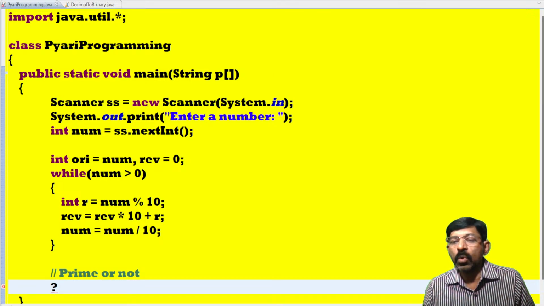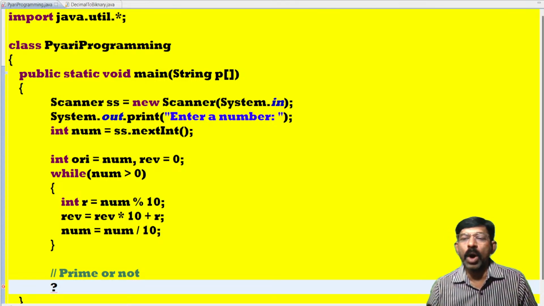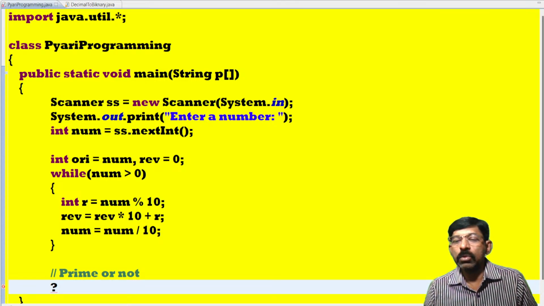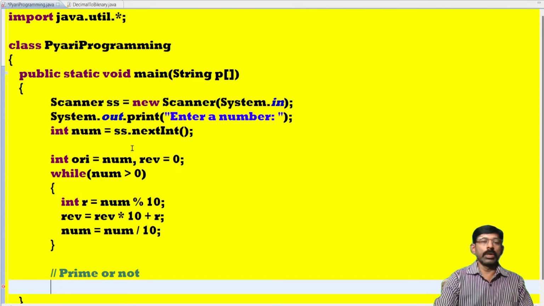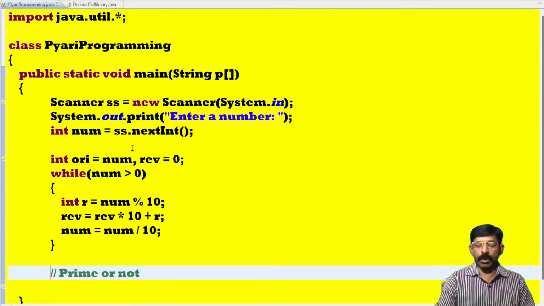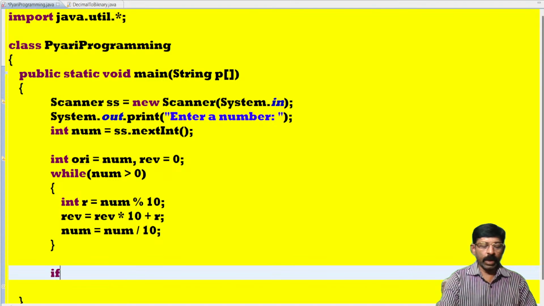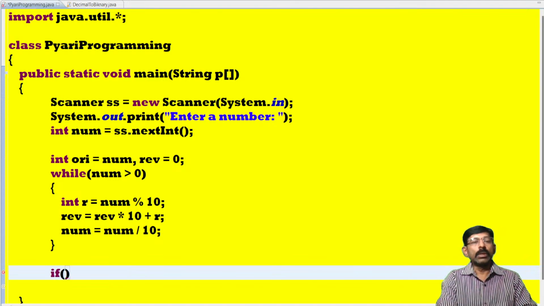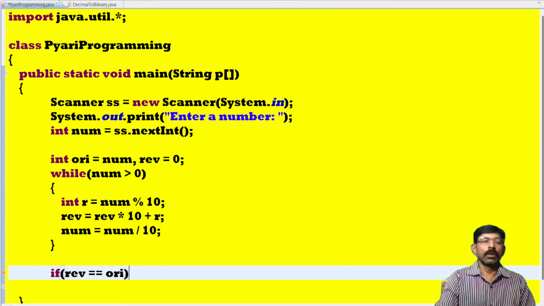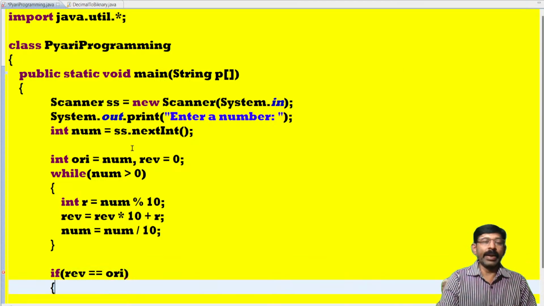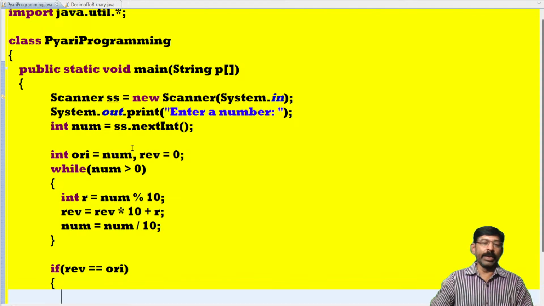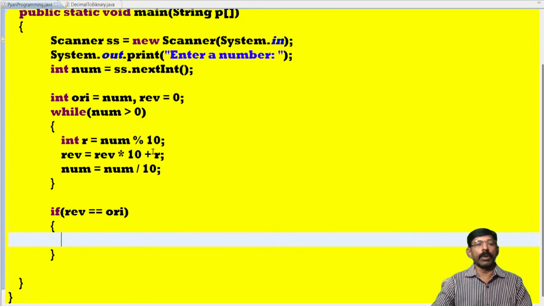Yes, num is equal to ORI. If reverse is equal to number, is reverse equal to NUM, Swastik? Reverse is equal to ORI, the original number. So here, instead of prime number, I will check palindrome. For that, if reverse is equal to ORI, original, then it is a palindrome. If it is a palindrome, then I will check for the prime number.